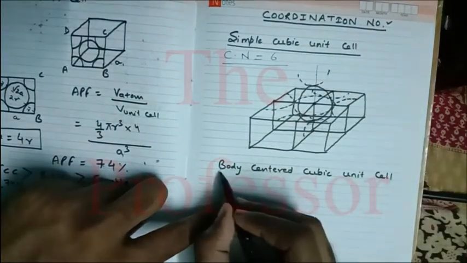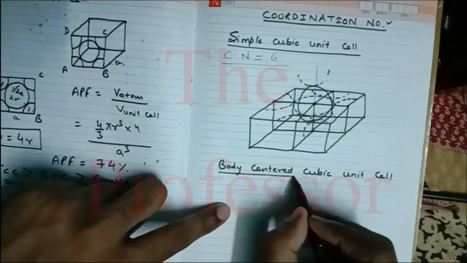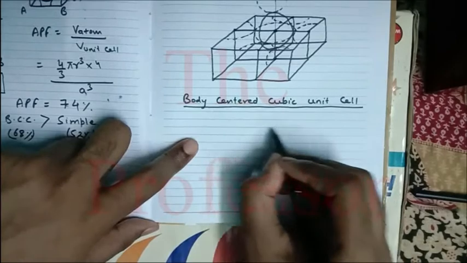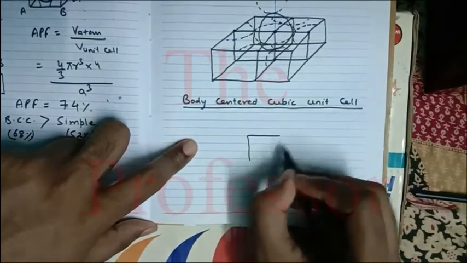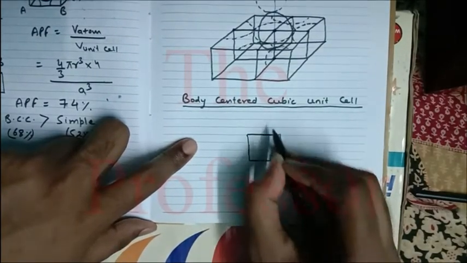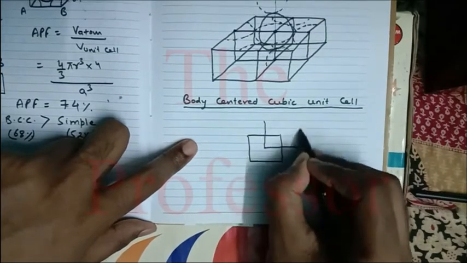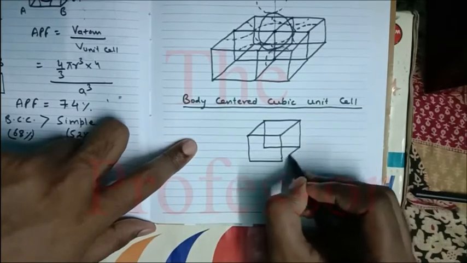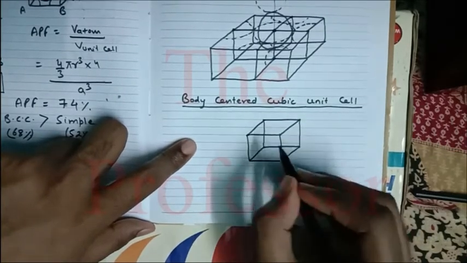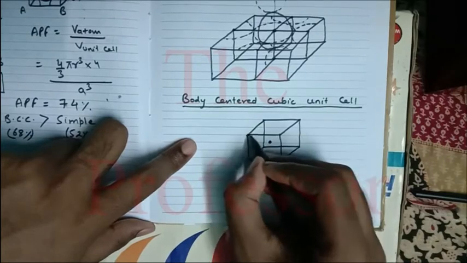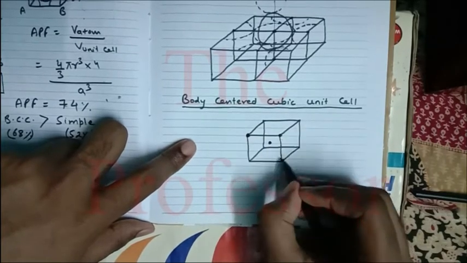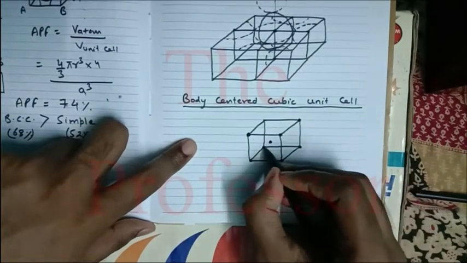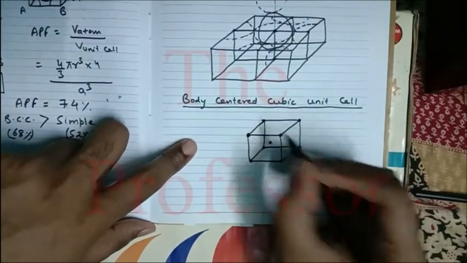Now next we are going to focus on the coordination number for a body centered cubic unit cell. First of all, let us draw it. In a body centered cubic unit cell, we know that apart from the atoms at the corners, we also have one complete atom present at the center of the unit cell, right? We are having atoms at each of the 8 corners, and apart from those, one atom at the center of the body.